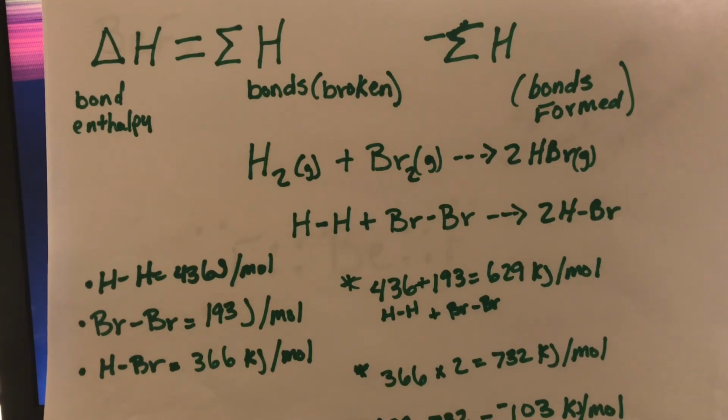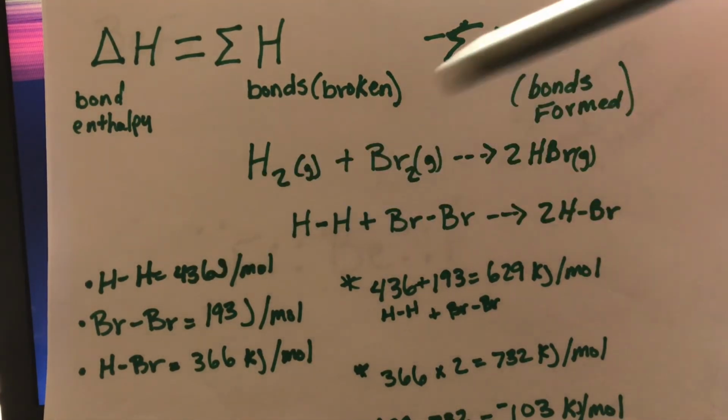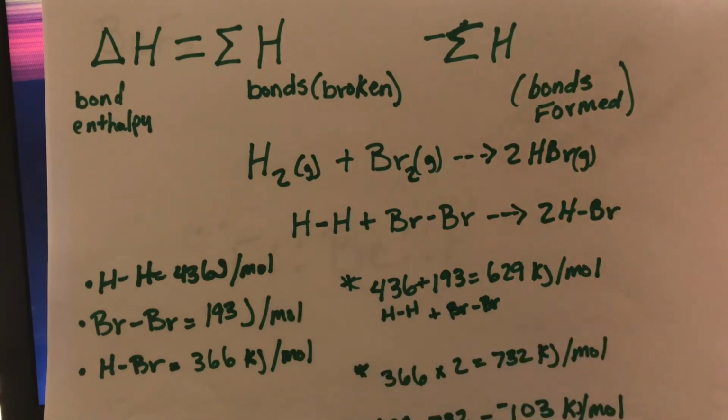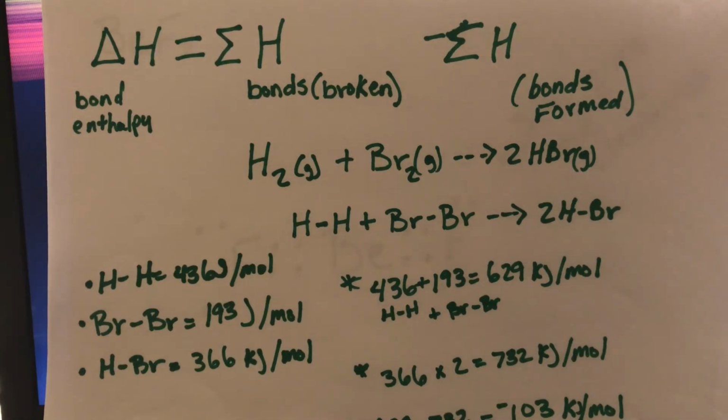First, we need to find the bond energy for the H-H bond, the Br-Br bond, and the H-Br bond. H-H is 436. Br-Br is 193. H-Br is 366. We are going to multiply by the number of bonds broken, which in this case is only 1. Now we will add up all the bond energies: H-H 436 plus Br-Br 193, giving us 629.